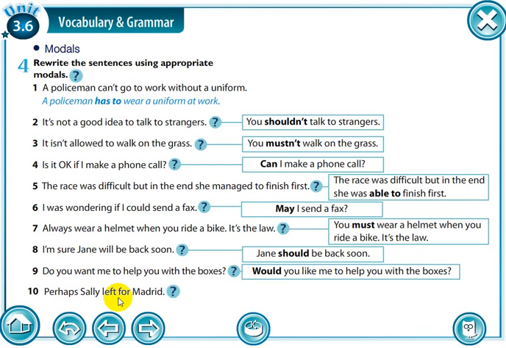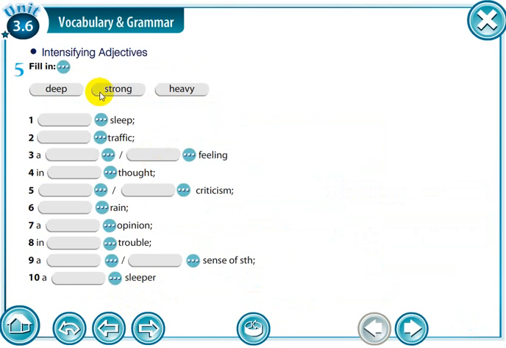And perhaps Sally left for Madrid. It is possibility, so perhaps Sally might have left for Madrid, and I followed might with have and past participle because the sentence is in the past. Let's have something else. Okay.